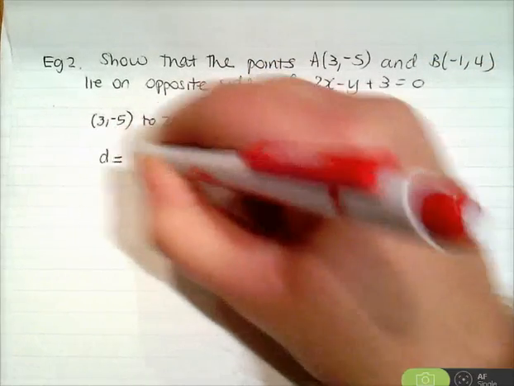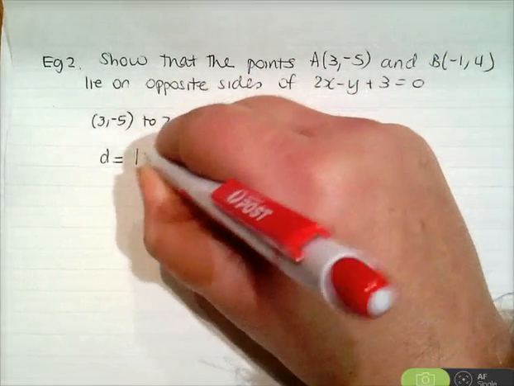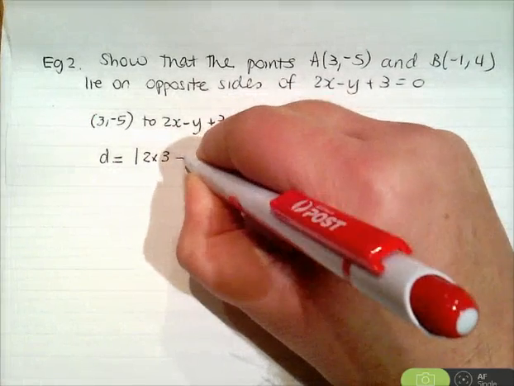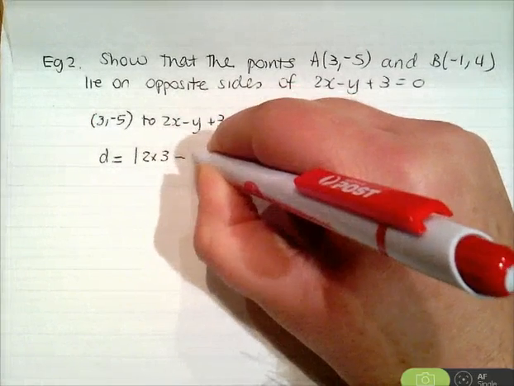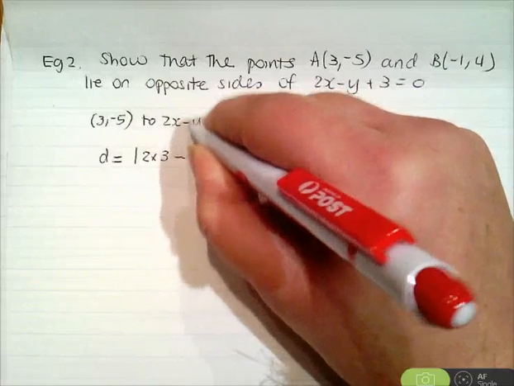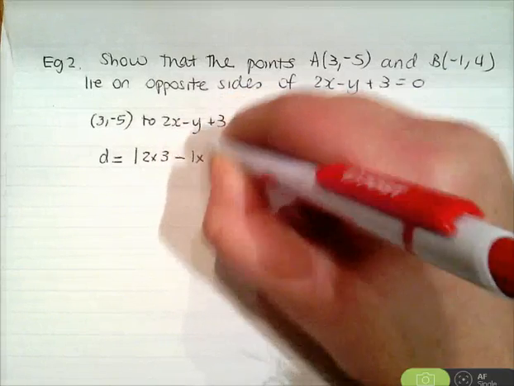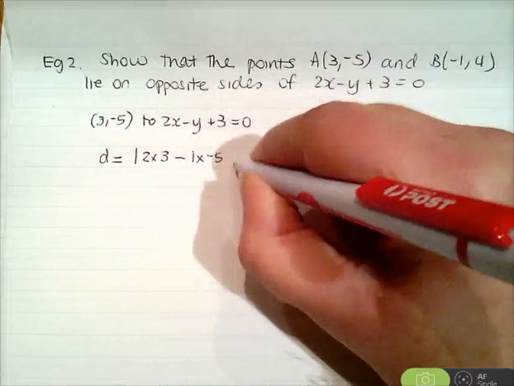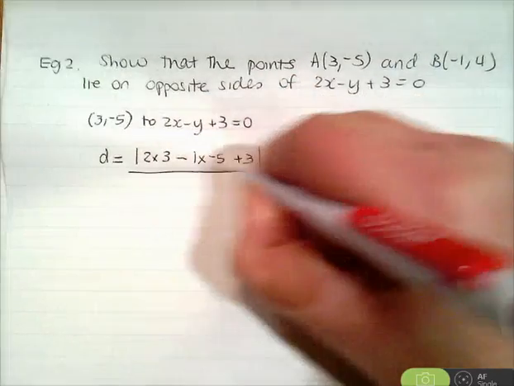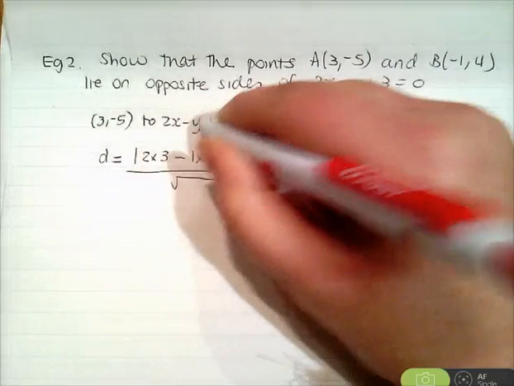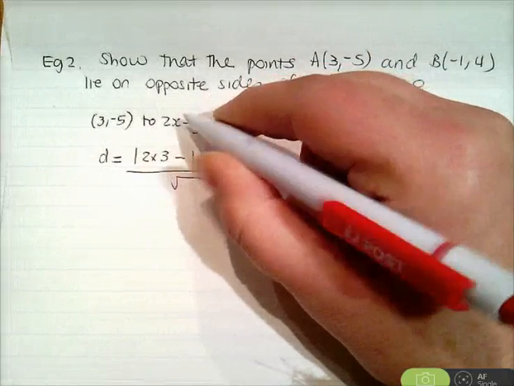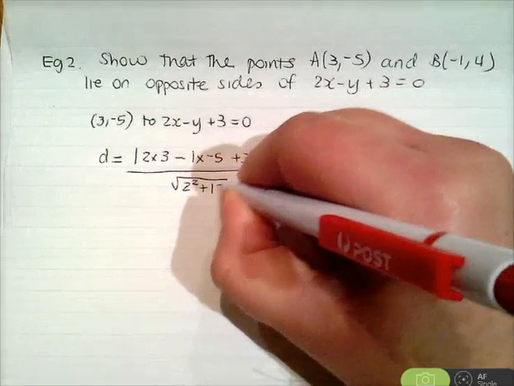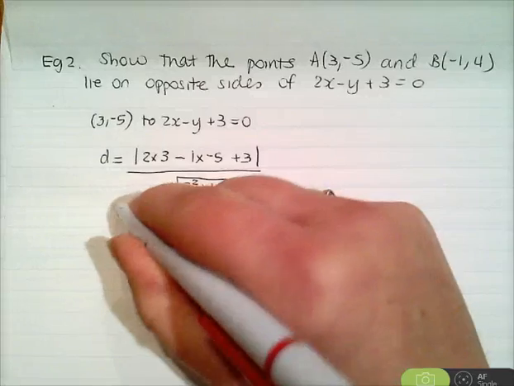So distance is absolute value of 2 times, then we put the x value in here, 2 times 3, minus in front of the y, we've got a 1, so it's 1 times, and the y1 here that we substitute is -5, plus 3, over the square root of a squared plus b squared, and a and b are the coefficients of x and y, so it's over the square root of 2 squared plus 1 squared, okay?